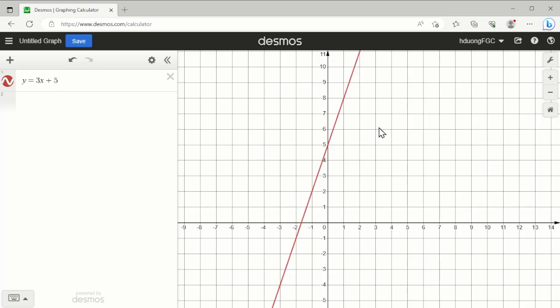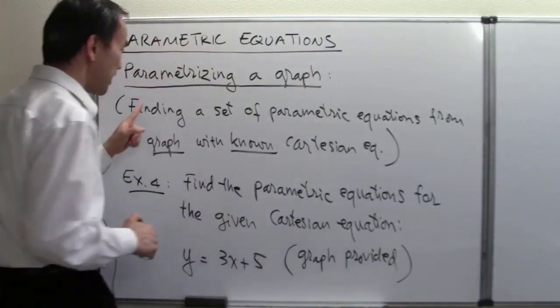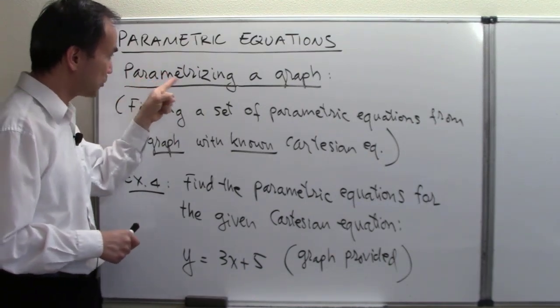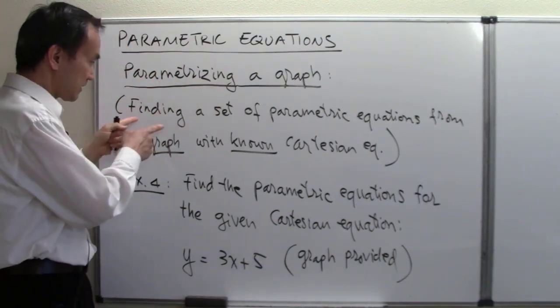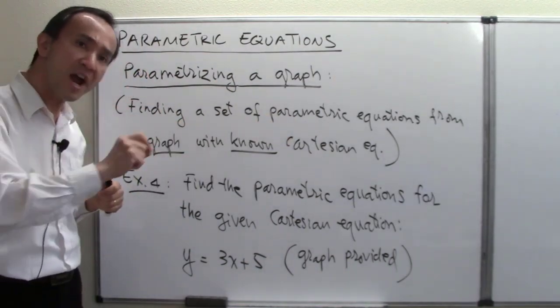Okay, so now with the graph being shown, instead of staying with this Cartesian equation, we want to find the parametric equation. We want to find one way of how we can write the parametric equations for this. I want to emphasize one thing: when we're saying that we're parameterizing a graph, the meaning of that is we're finding a set of parametric equations. That means we can have multiple ways of doing that.